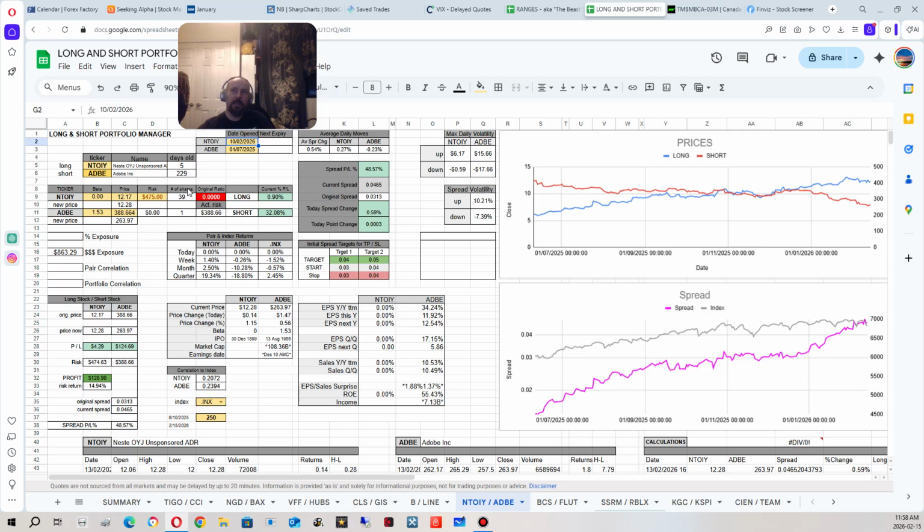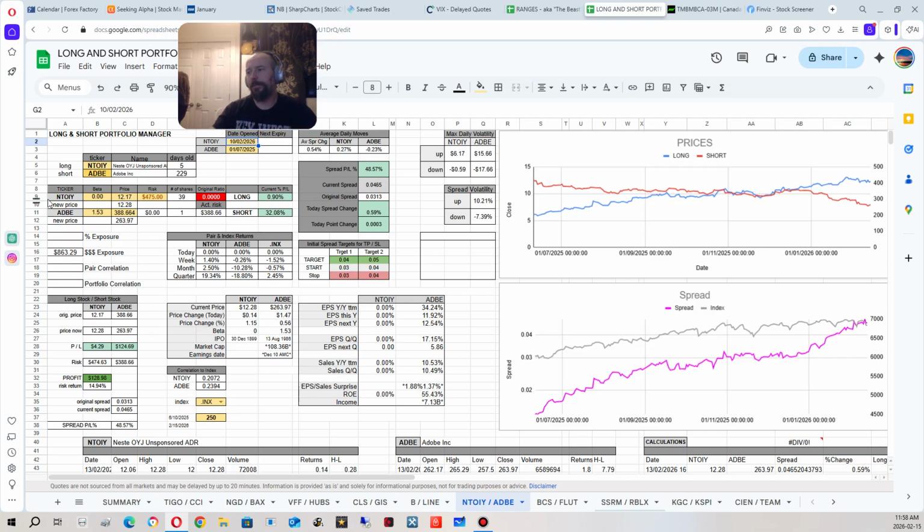So if I wait a year on the NTOIY, which is Nestlé unsponsored ADR, this is a foreign company that's listed on the U.S. stock exchange.